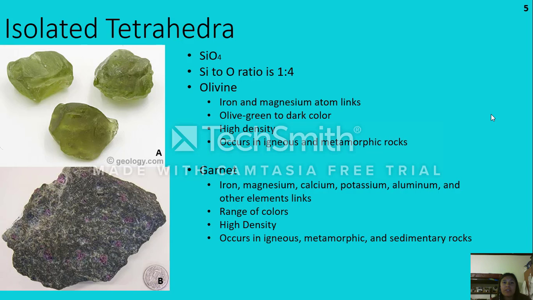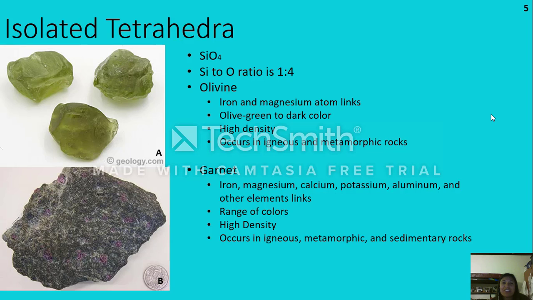The olivine group has single tetrahedra that are connected by atoms of iron and magnesium. Olivine silicates tend to be any color in between olive green and darker colors like gray and black. They are darker when they have more iron. They are abundant in Earth's mantle and in iron-magnesium-rich igneous rocks.